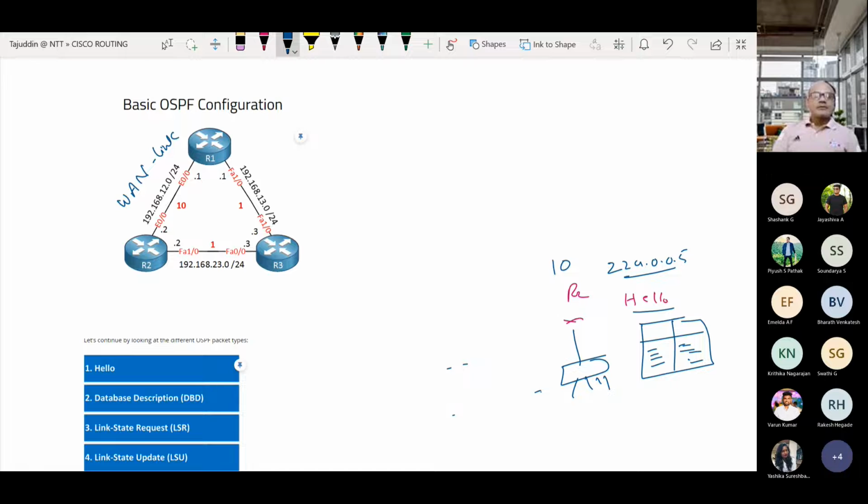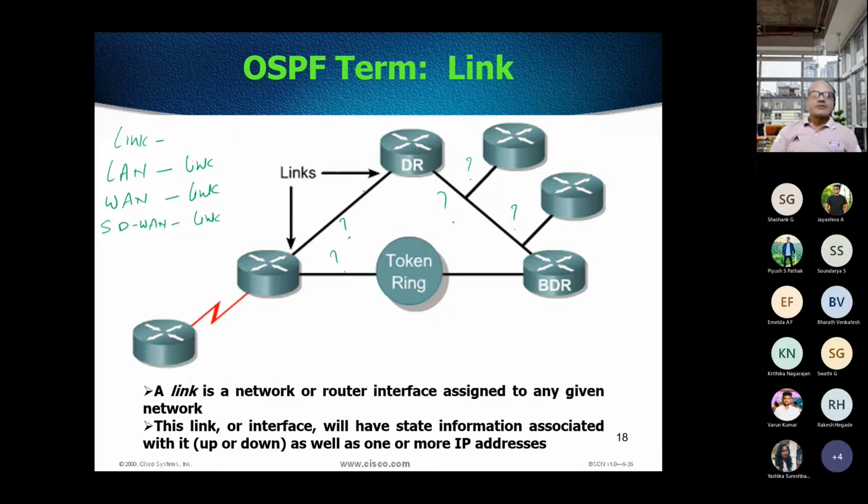When it is connected with a router, it should be a WAN. When it is connected to a switch, where a lot of end user devices are connected, this is called your LAN link. Remember, guys, this is quite important to understand. These all are your WAN links. Everything is WAN here.